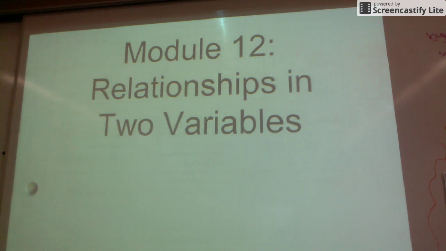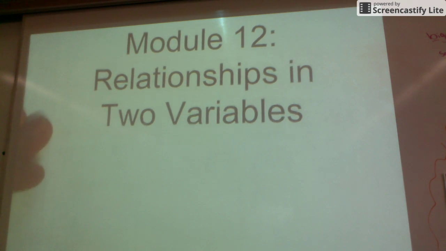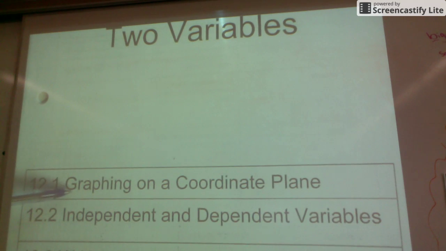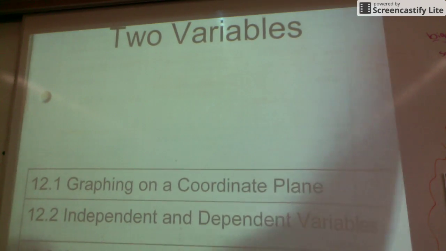All right. Hey guys. So today we're going to be starting module 12 in our new packets here. So if you don't have these out, pause it and get it out now. So today we're going to be talking about 12.1, which is graphing on a coordinate plane. And so right now we're going to start off with some vocabulary, but you won't have to write much of it because a lot of our vocabulary is here on these next two pages.